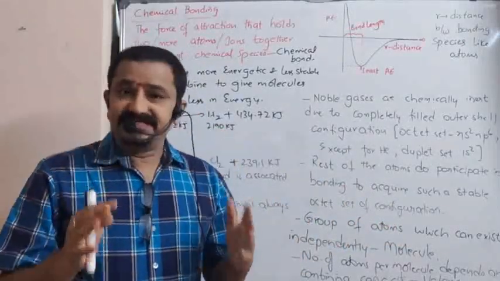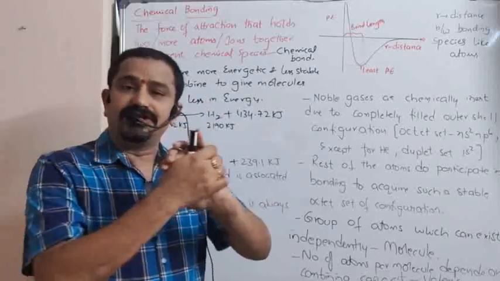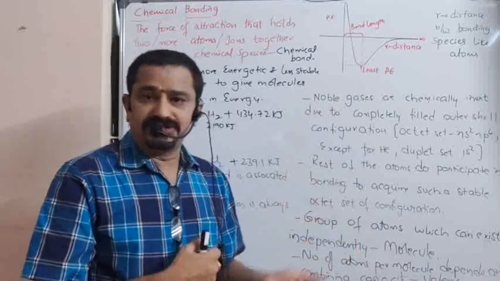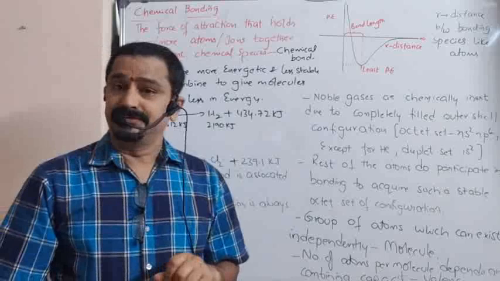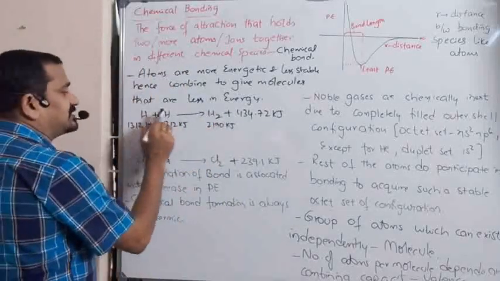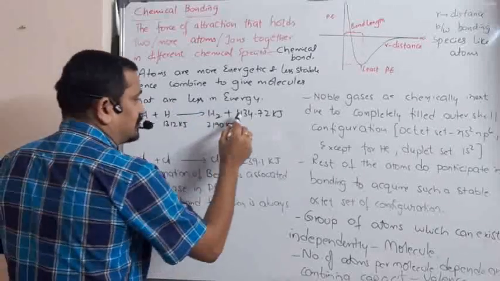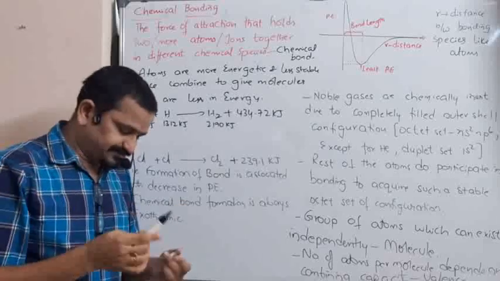So for the sake of stability, atoms combine with one another to give molecules, whose formation is associated with the release of energy. For example, hydrogen atoms combine to give H2 molecule along with the liberation of 434.72 kilojoules.